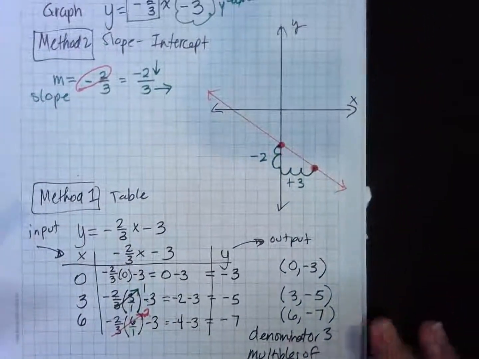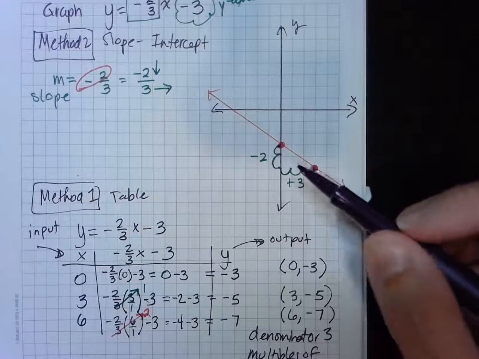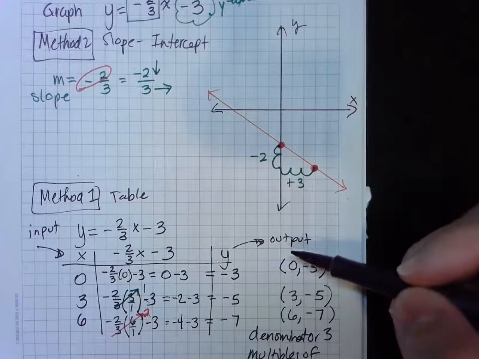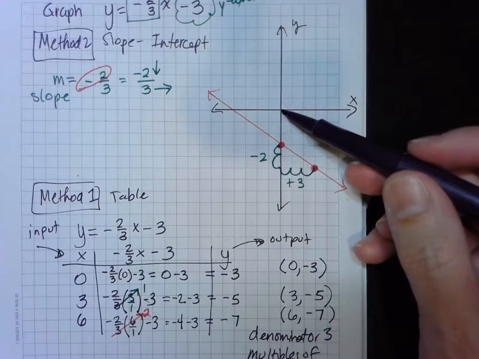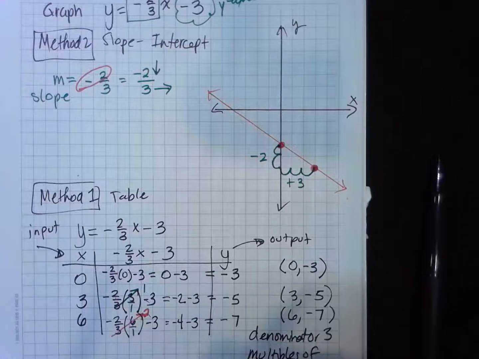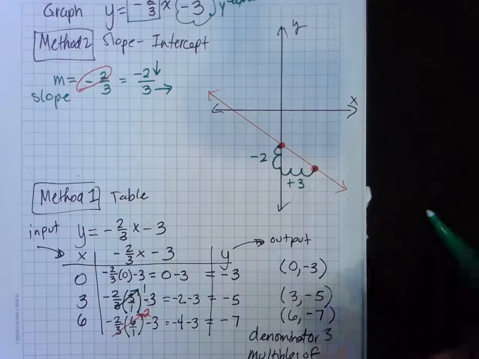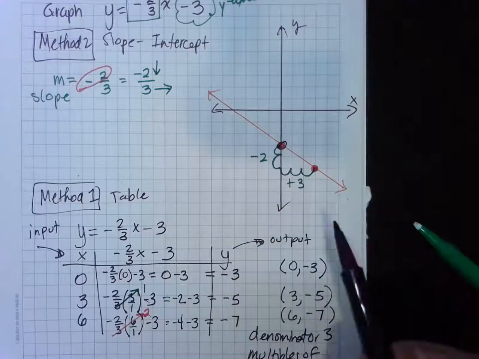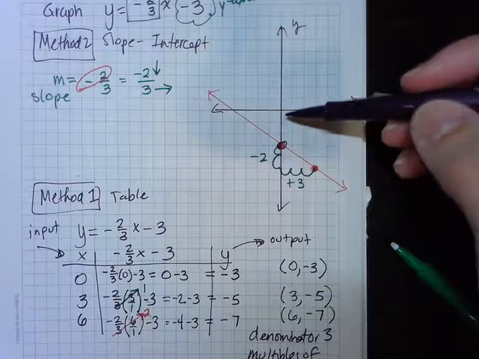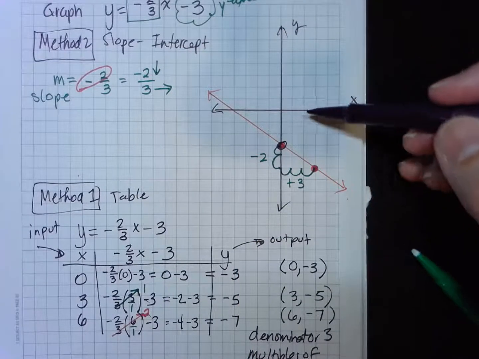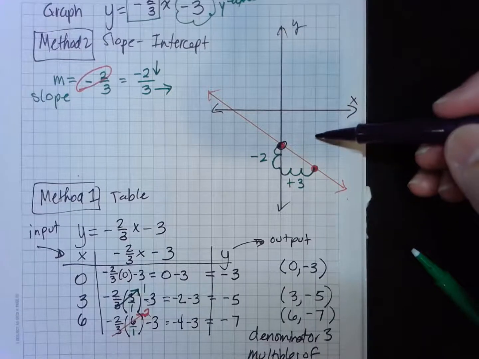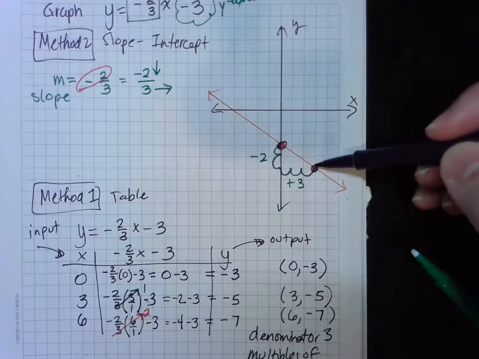And now I can go back and check to see if these are on this graph. So is the first one, (0, -3), on the graph? So (0, -3) is right there. Yeah, it's on the graph. Let's see, I'll do them in purple. It's on the graph. Okay, is (3, -5) on the graph? So that says from the origin go over 3, 1, 2, 3, down 5, 1, 2, 3, 4, 5. Yes, it's on the graph.